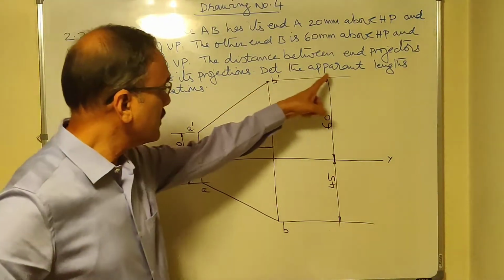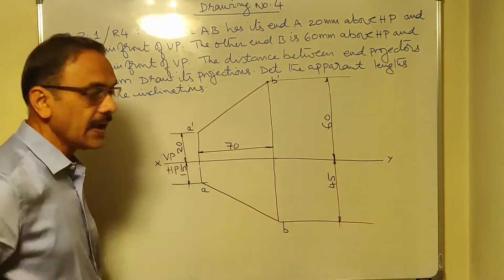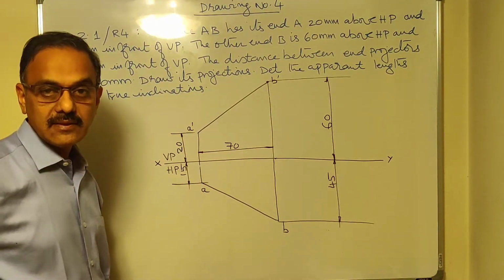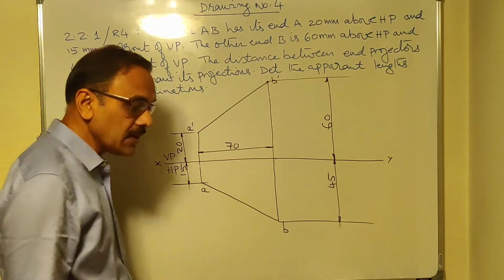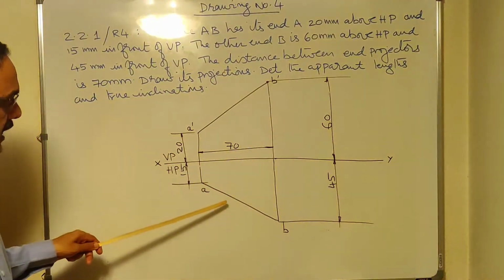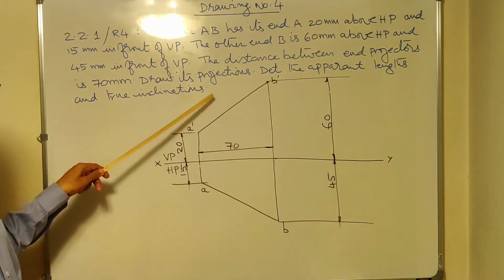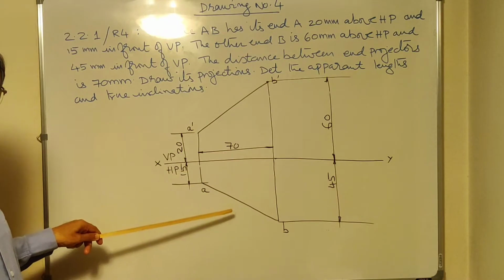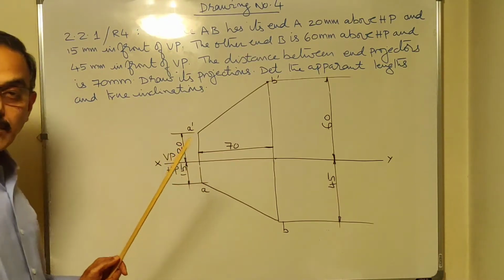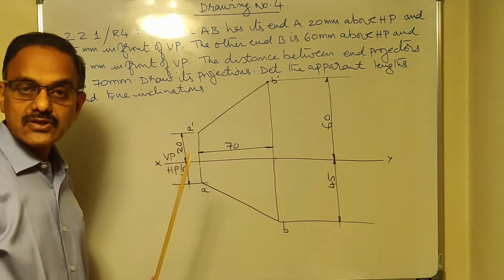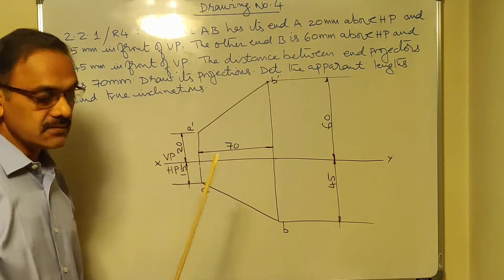You are asked to find the apparent lengths of the line. These are nothing but apparent lengths only. These are not true lengths. Okay. When do they become true length? You know the true length principle. If the top view of the line is parallel to XY, this becomes true length. If the front view is parallel to XY, this becomes true length. None of them are parallel to XY line, so none of them are true lengths. In other words, both are apparent lengths.